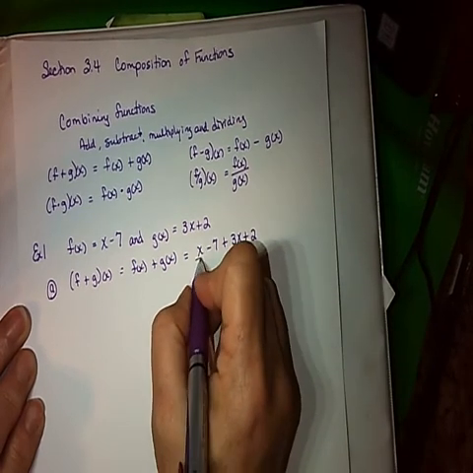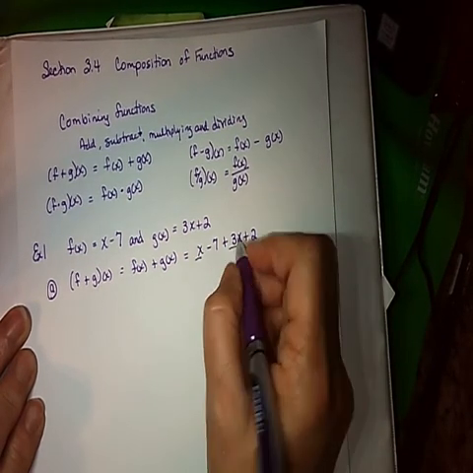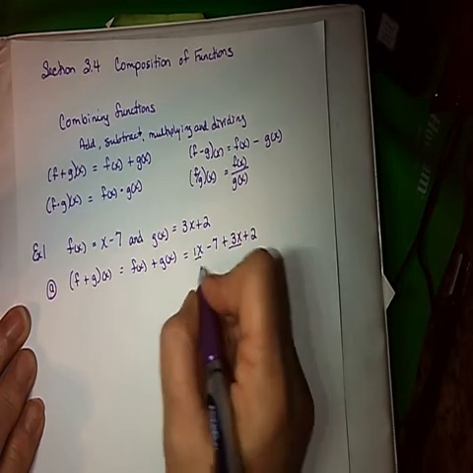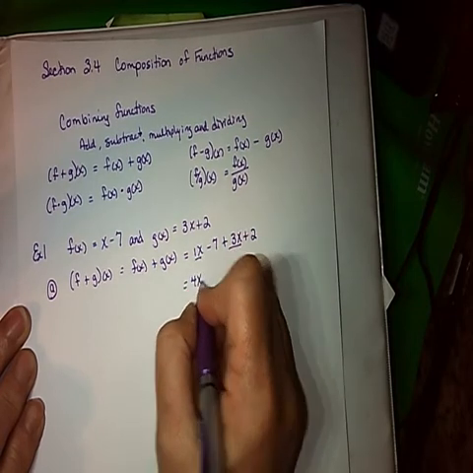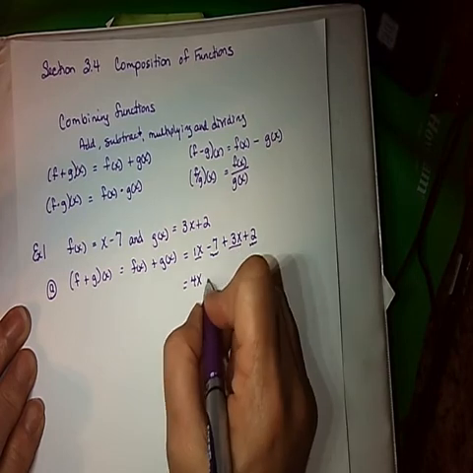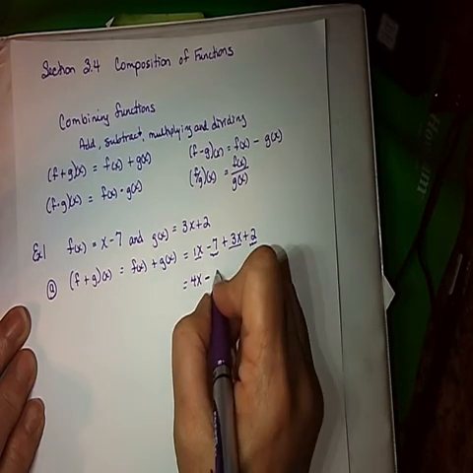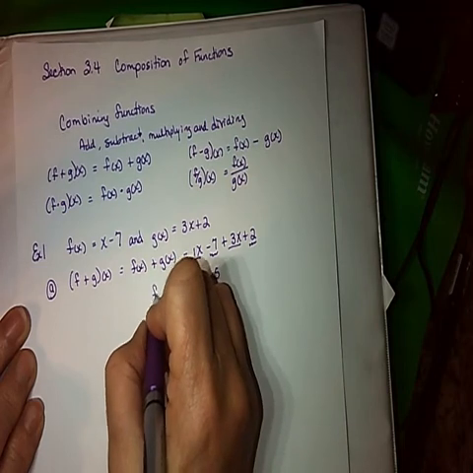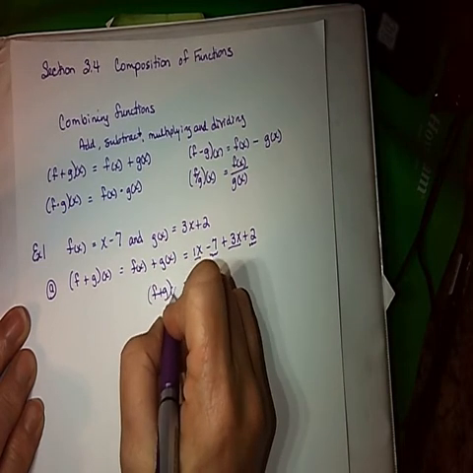Then we're going to combine like terms. We have an x and a 3x. There's always the understood 1 there, which makes that 4x minus 7 plus 2. Negative 7 plus 2 gives me a negative 5. And then that's my f plus g of x.